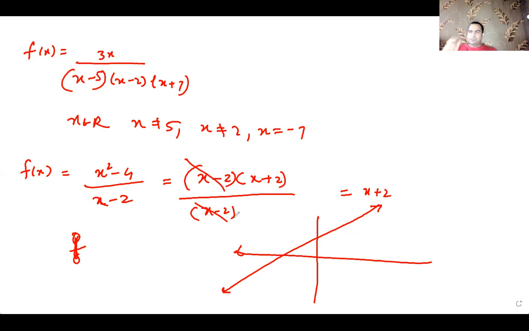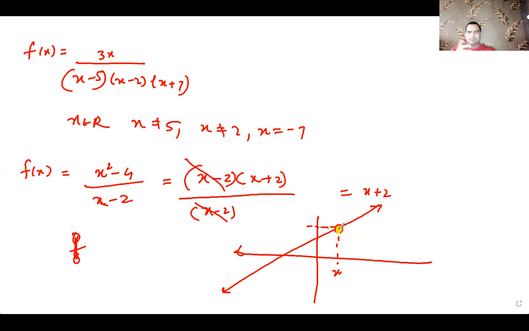when your numerator and denominator have a common factor and they get cancelled, at that point the graph will not actually have the proper value. It will be a hole. So at x equals 2, this is not going to be an ordinary x plus 2 line. The definition at this point will be a hole, so at this point your y will be undefined.